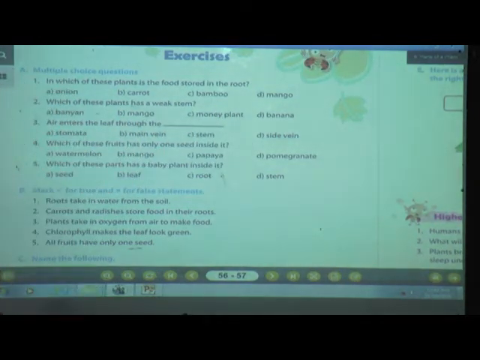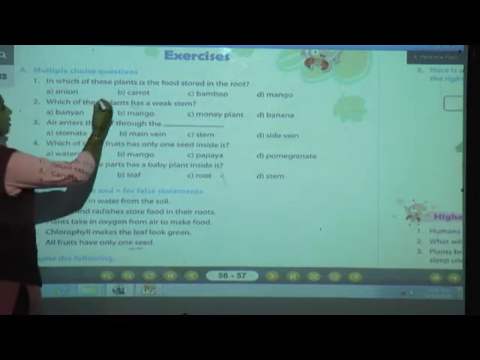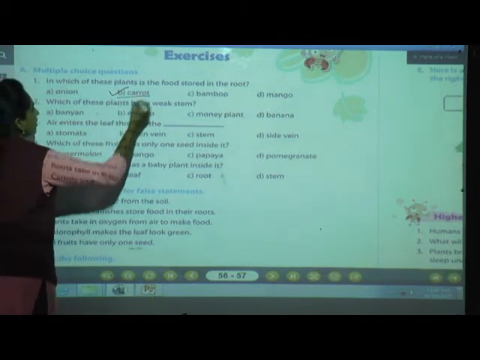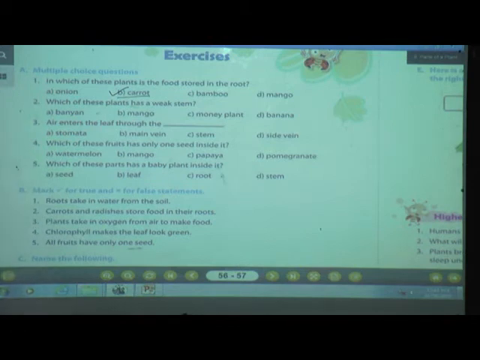Just now we have seen this question, isn't it? Yes, tell me. Carrot. Carrot stores food in the roots.